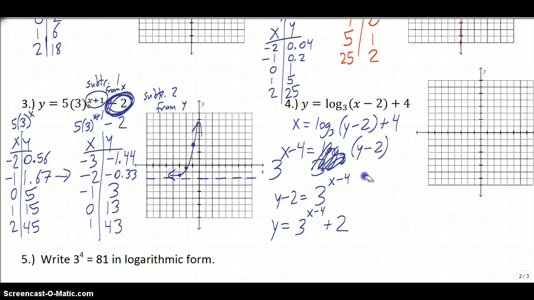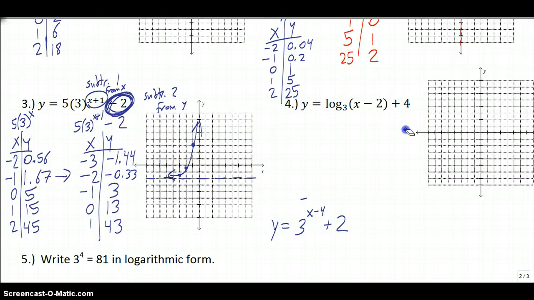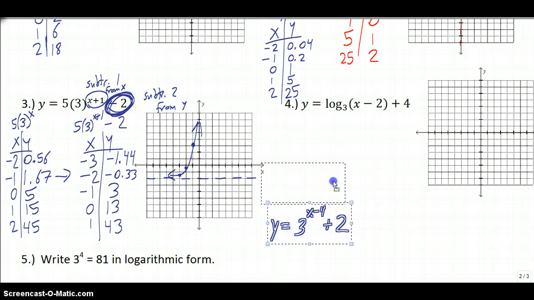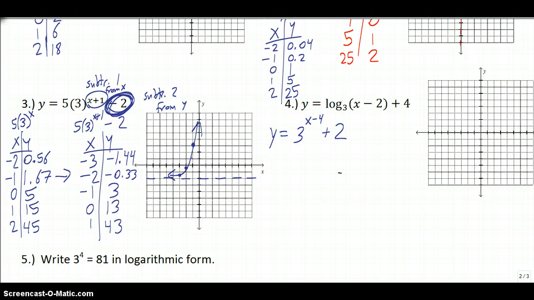If this is okay with you, I'm just going to erase all this nonsense work because we don't need it anymore. This is what I need to make a t-table for. Well, first I'm going to do 3 to the x, and then we'll move it. Okay? 3 to the -2 is 0.11. 3 to the -1 is 0.33. 3 to the 0 is 1, 3, and 9.